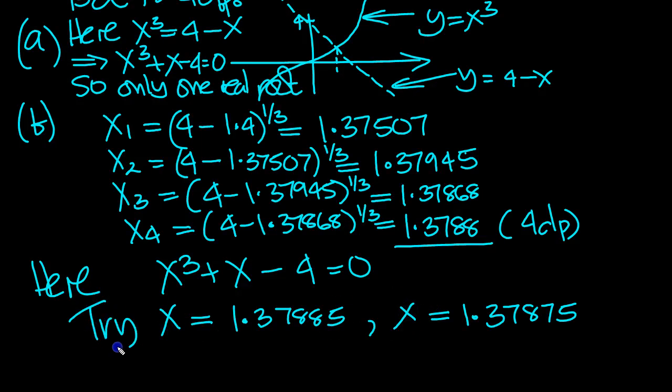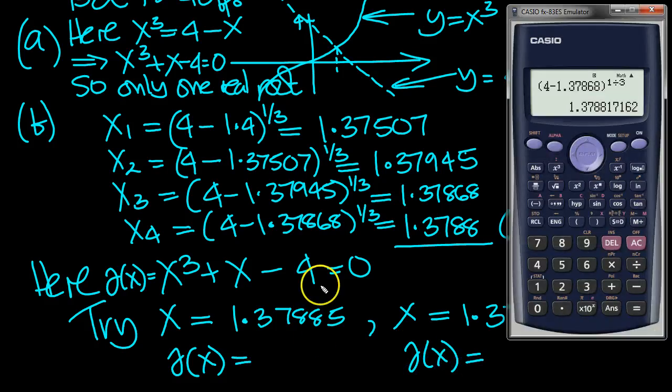So try these values into f of x and see what we get, and see what the solution of the equation equal to 0 is. So the f of x for this value, so we've got 1.37885 cubed plus x, so it's 1.37885 minus 4 equals a very small number, positive, small.